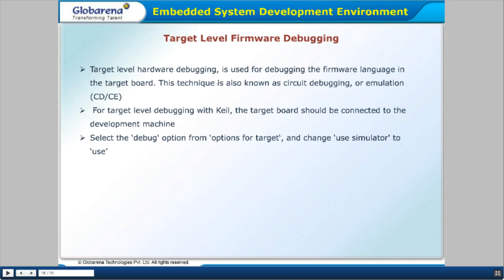For target level debugging with Keil, the target board should be connected to the development machine. Select the debug option from the options for target, and change use simulator to use.